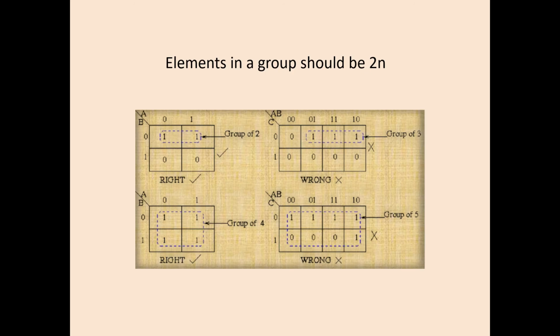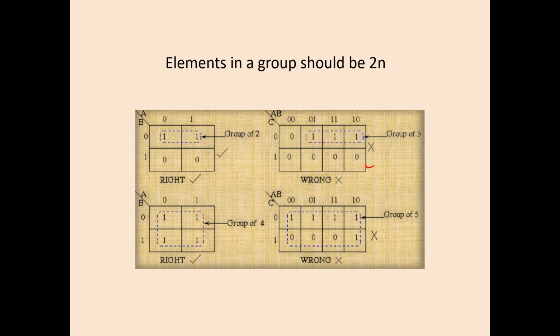The next rule is the number of elements in the group should be 2 to the power n, as 2, 4, 6, 8. Here in the first K-map we can see that the group consists of 2 ones. So it is the correct grouping. In the second K-map, it is a 3 variable K-map. The group contains 3 ones, and this is not the correct grouping, as it is not 2 to the power n. Then in the third K-map we can see the grouping of 4 ones. So it is the right grouping, correct grouping.